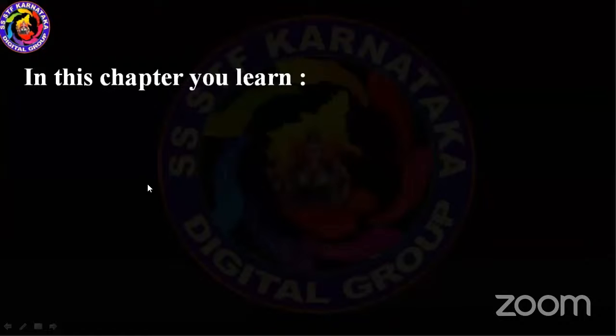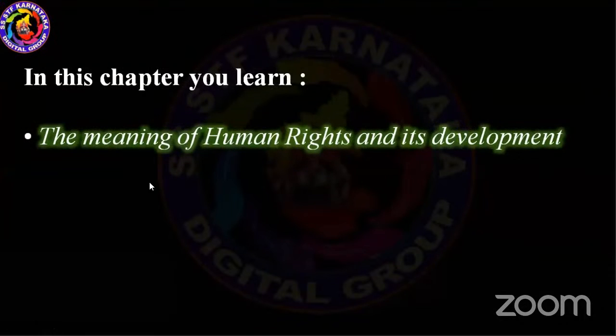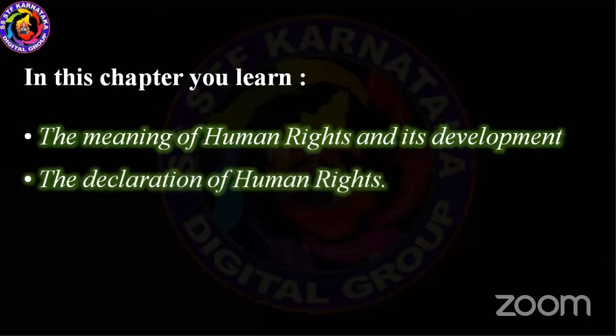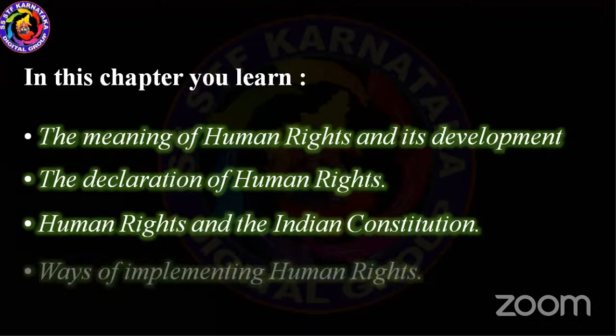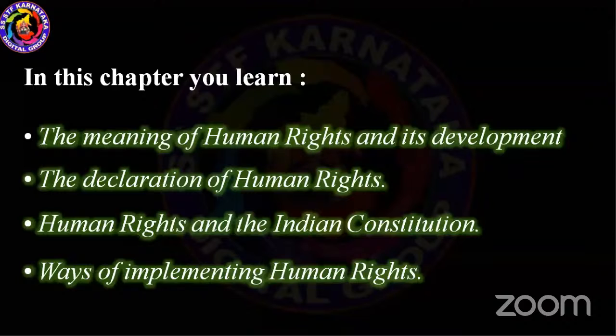In this chapter, you will learn about the meaning of human rights and its development, how human rights emerged. The second point is the Declaration of Human Rights. The third is human rights and the Indian Constitution: what steps have been taken by the Indian government to implement human rights effectively in the country. This we will also discuss, along with ways of implementing human rights. These are the points which you will learn in this chapter.